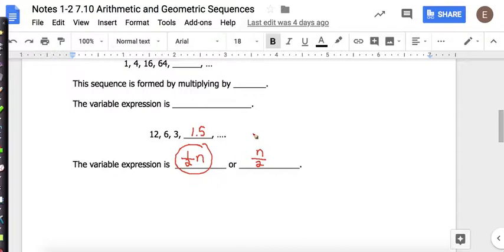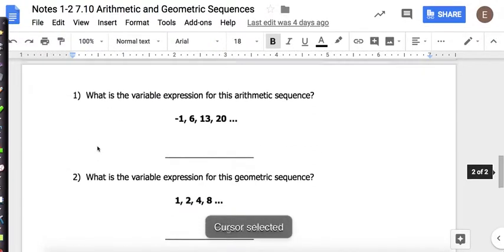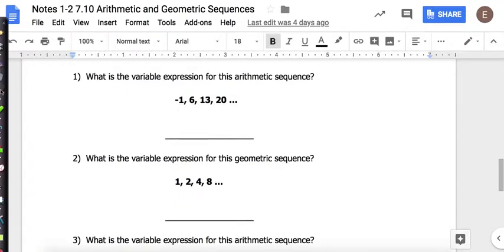Divide by 4 would be like multiplying by 1/4. Divide by 7 would be like multiplying by 1/7, and so on and so forth. Okay? So that little piece of information will help you write the fraction when you see a division pattern. Okay, let's turn to the next page and let's practice some examples.